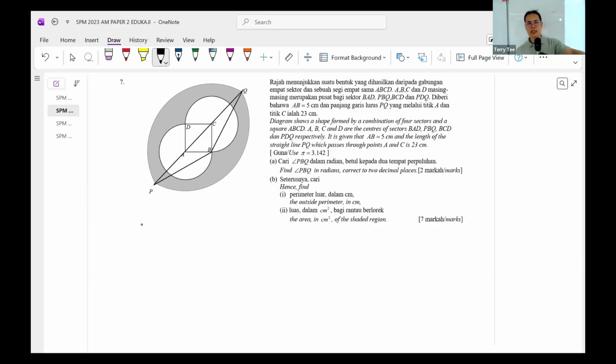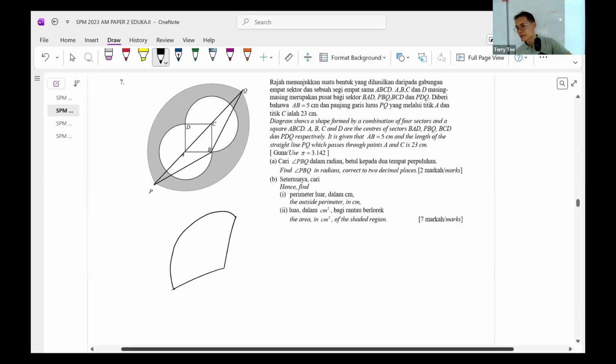Now, do you notice that? Can you see this, everyone? Do you notice that this is actually a sector? Can you imagine this sector? Yeah, there is a sector here. But before you find the area and perimeter and whatnot, you need to find the angle. So the angle you're finding is PBQ.